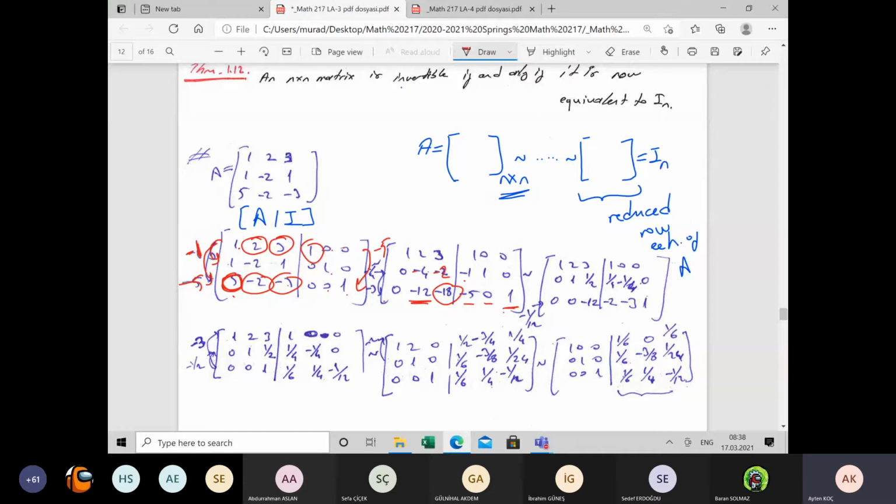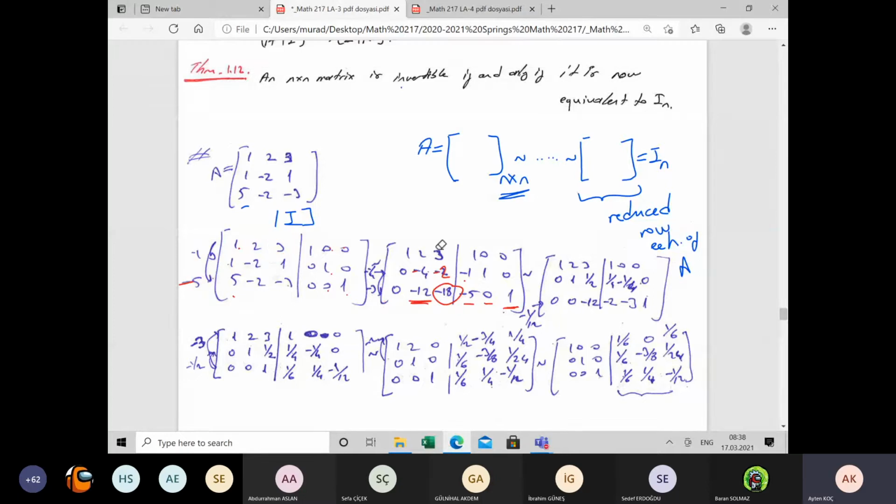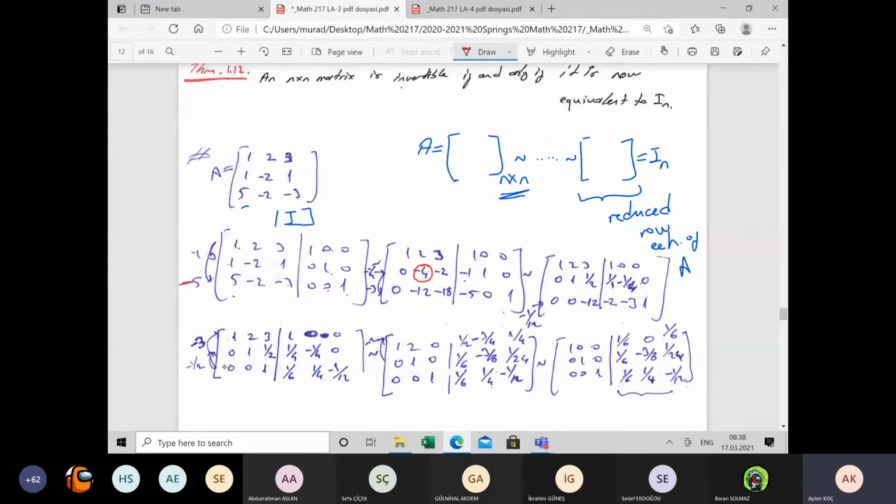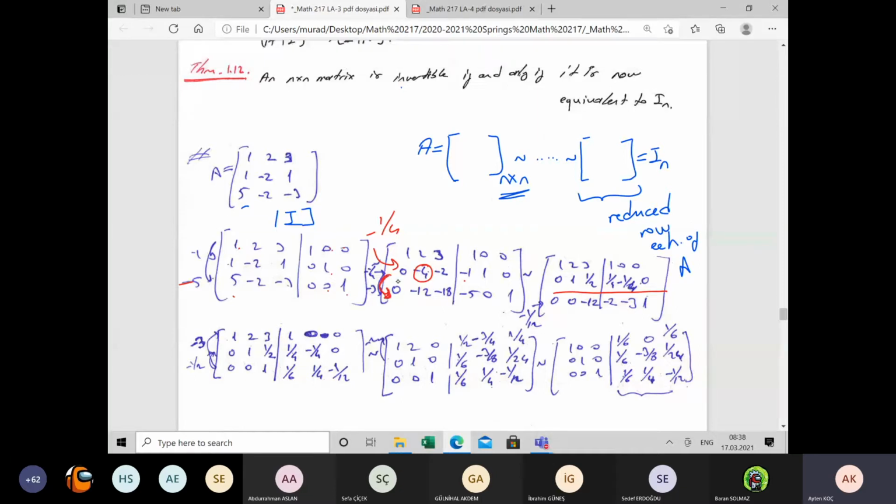And the next step is to get the leading one of the second row. Look at the second row: this one should be 1, so multiply by minus 1 over 4. But first of all, I think it will be better to use this operation instead. Which one? Look at the second row and the last column. If we take the second row, multiply by minus 3, and add to the last row, we get 0 here.